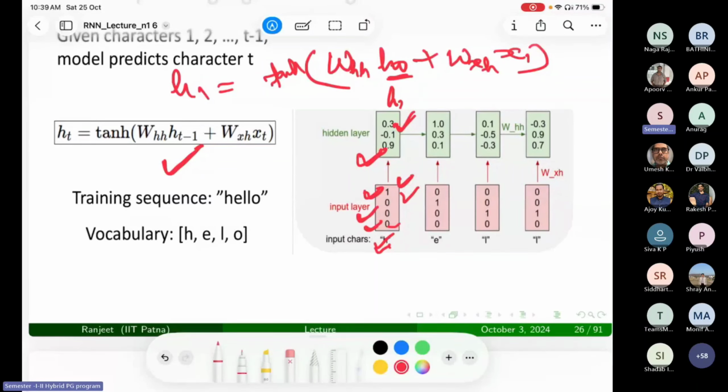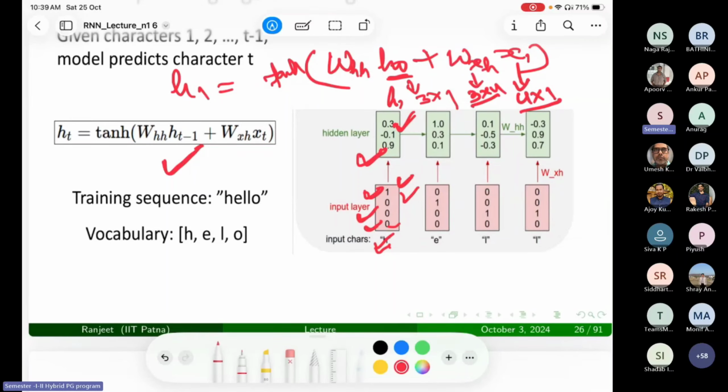This x1 is having what dimension? It's a 4-dimensional vector, so it's 4 into 1. Then h0 is having what dimension? Since you have considered the state as a 3-dimensional vector, it's 3 into 1. Now, what is the dimension of this fully connected layer? The answer is very simple: because you have to generate the state at the end, and the state is having dimension 3, this Wxh should have the dimension 3 into 4, so that it will be multiplied with the 4 into 1 vector and give a 3-dimensional vector.